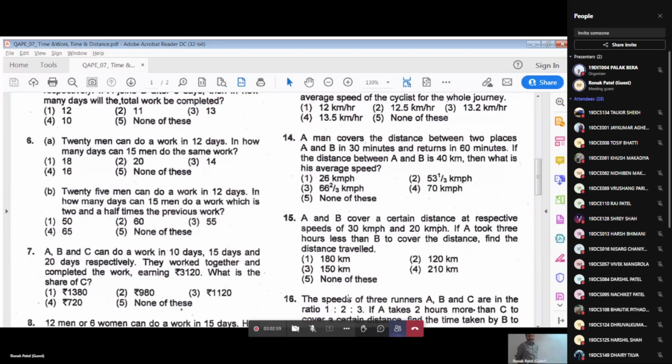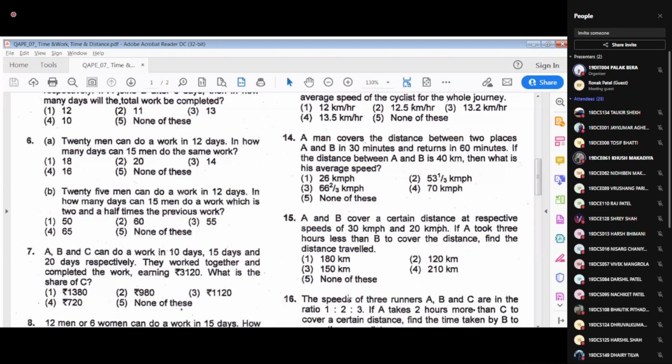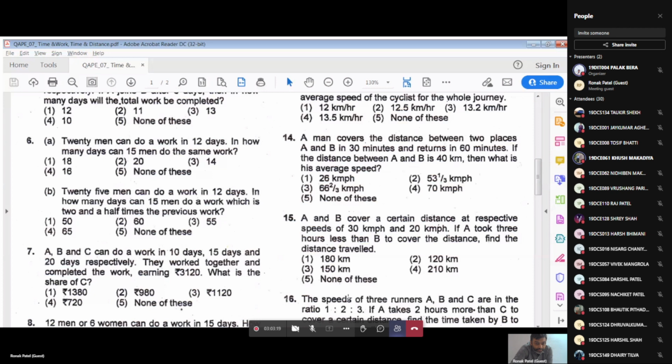16 and 50 is the answer. 16 and 50. All right. How to do this? Sir, work equals man into time. Yes, just we have done that. Work equals man into time.